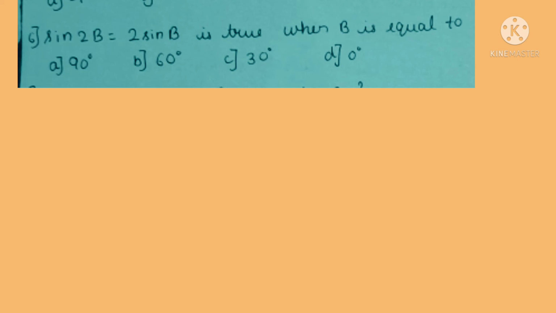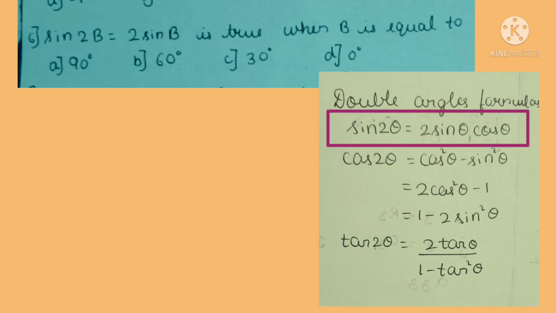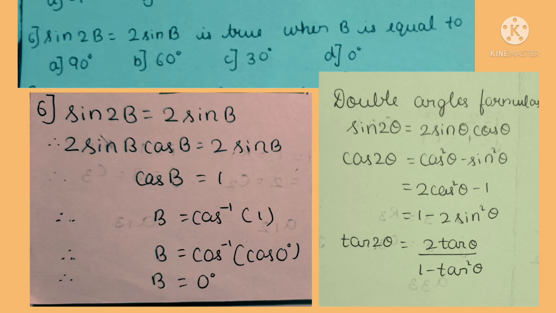Over here the question is: sine 2b is equal to 2 sine b is true when b is equal to, and four options are given. We need to identify it, but we know that according to the trigonometric formulas, sine 2 theta is equal to 2 sine theta cos theta. So we can write sine 2b is equal to 2 sine b cos b at the LHS, and 2 sine b at the RHS is the same as the question. The 2 sine b from LHS and RHS are common, so I have cancelled it. So I got the answer as cos b is equal to 1.